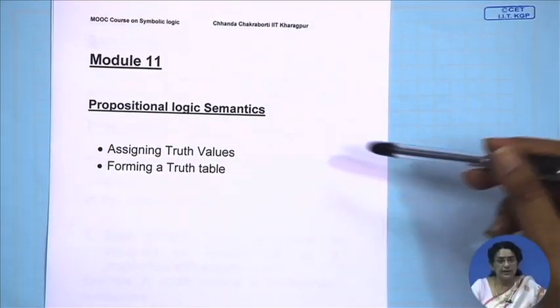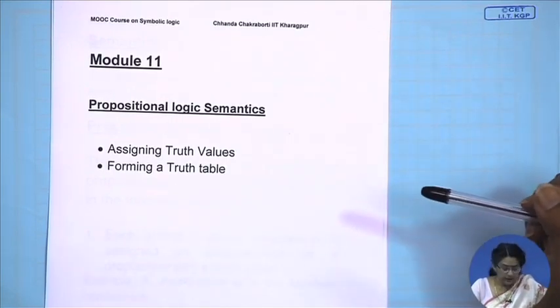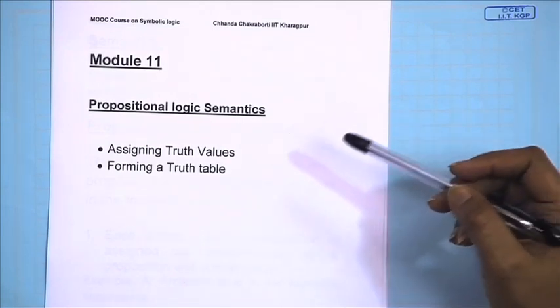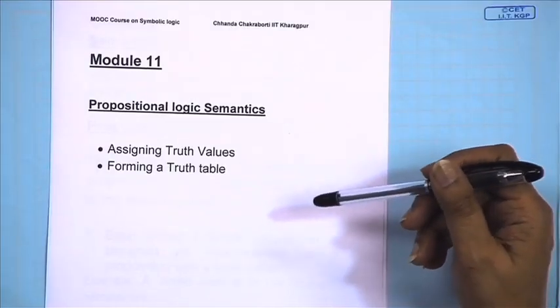Propositional logic semantics, I will explain what that is, but mainly what you are going to learn in this module is what it means to assign truth values to propositions, and then also we are going to learn how to construct a truth table. You may have heard the term truth table earlier also. Some of you may have done this truth table also, but together in this course we are going to learn the way we intend to do the truth table. There is more than one way to do it, but this is our way of doing the truth table. So, this is what we are going to learn today.